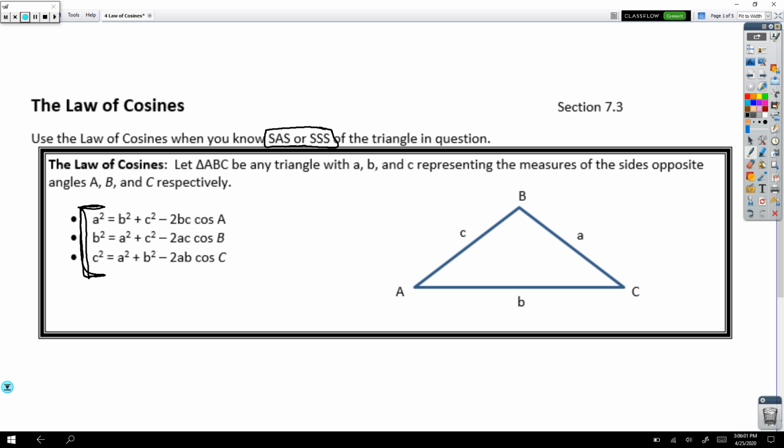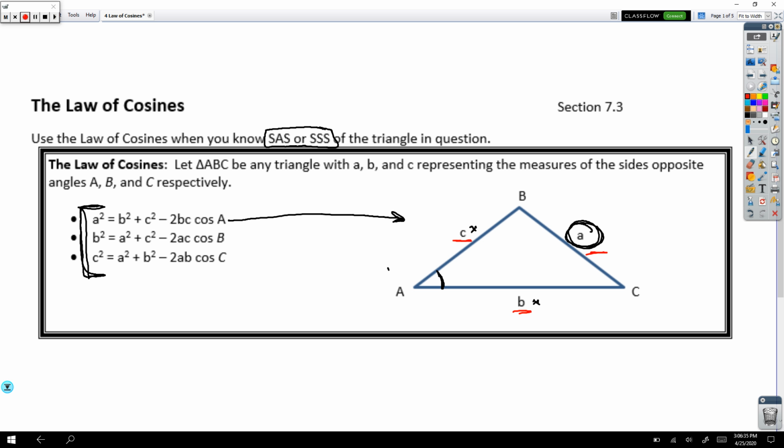If we look at the first equation, just to kind of show you on this triangle what's going on, we're going to try and find side A, given that we know B, C, and angle A. Alright, so that's SAS, right? Now, we can also use this when we have the three sides. So let's say we had side A, B, and C. That'd be SSS, right?